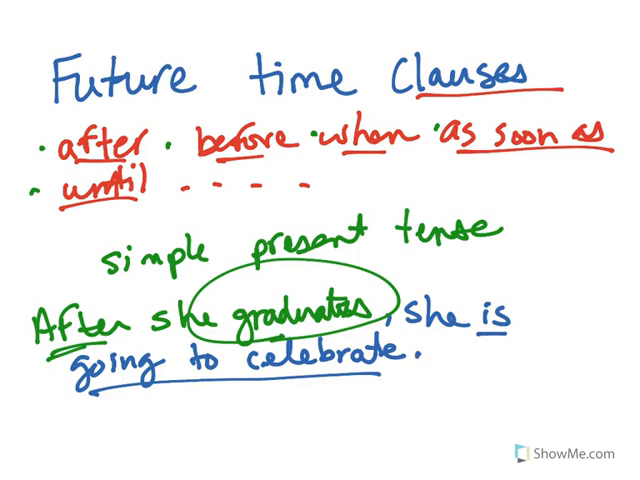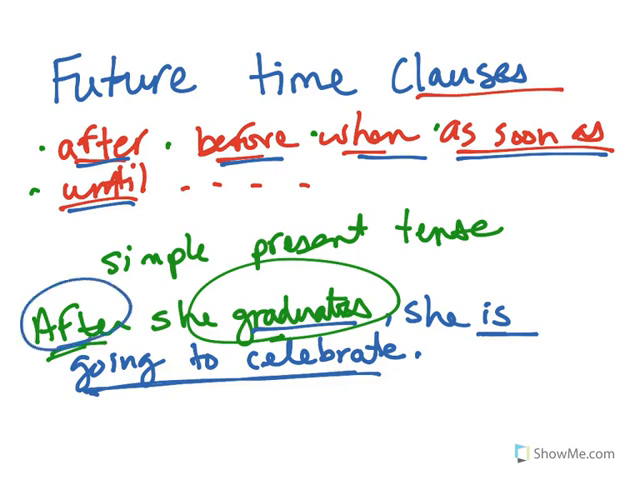So just something to keep in mind, that even though we're talking about the future with these time clauses, we use simple present tense. And then in the independent clause that it's connected to, we do actually use future tense. But in the time clause, simple present tense.